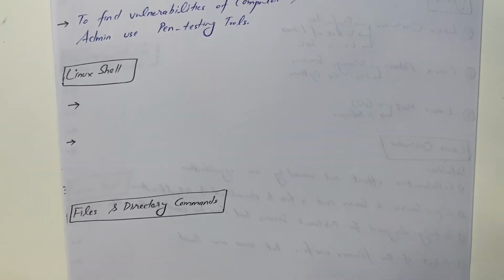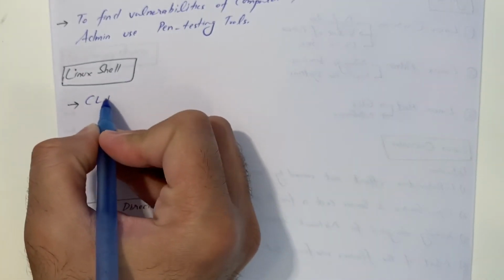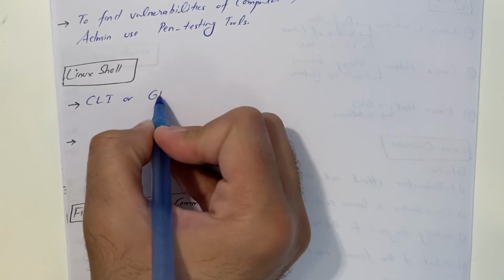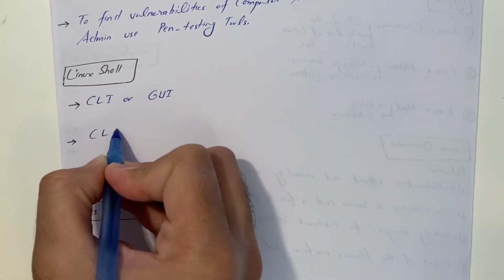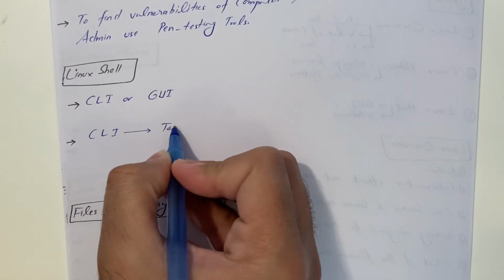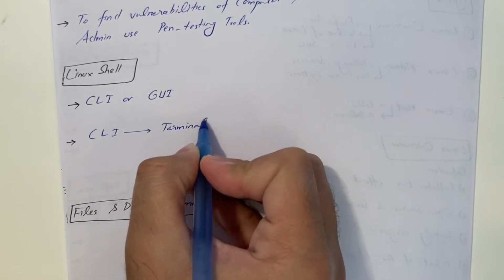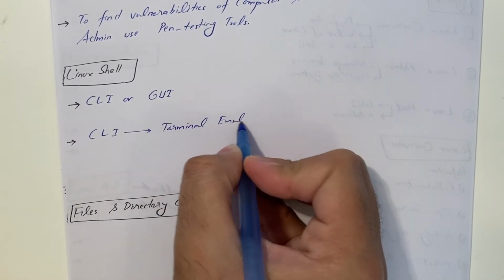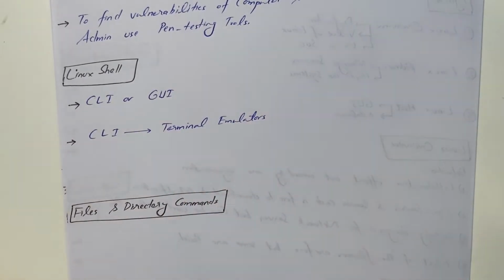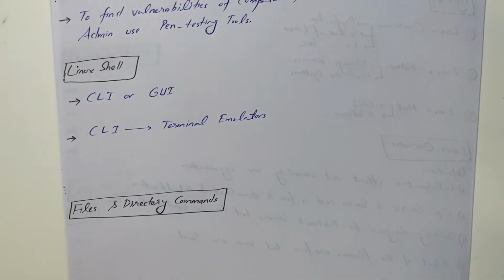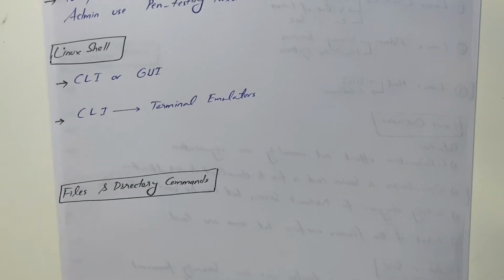For the Linux shell, as I already talked about, you can use CLI or you can use GUI. The CLI, the command line interface, is basically called a Terminal Emulator, and by using the CLI you can directly communicate with your Linux kernel as well. There are many commands that we will discuss in our file and directory command section.